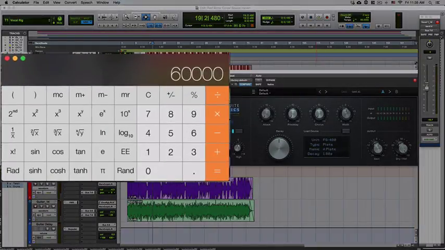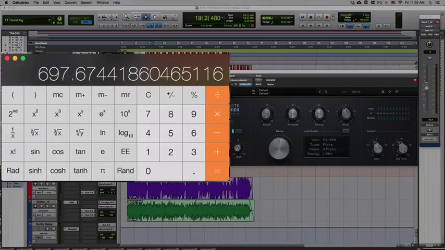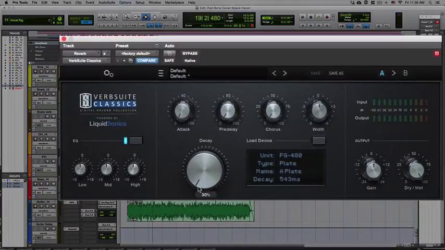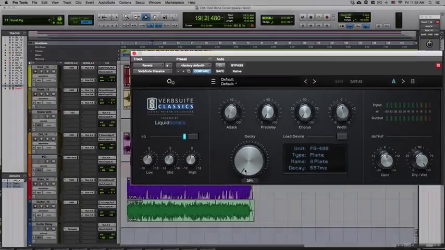60,000 divided by the tempo of your song. And just to cover all the bases, there are many ways to find the tempo if you don't already know. The easiest way is to download a tap tempo app on your phone or computer, and you're good to go. Plug these numbers into a calculator and calculate your options for the time-related parameters.